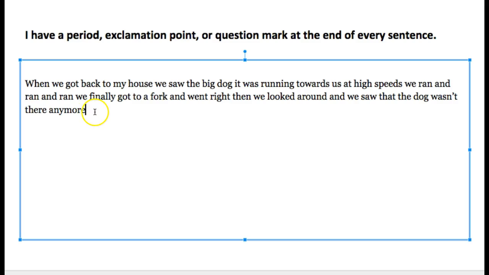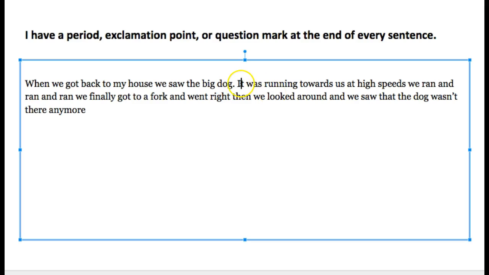There are clear places in this story where we need to use an end punctuation to separate one idea from another. So let's reread it and find those places where we can put end punctuation. When we got back to my house, we saw the big dog. It was running towards us at high speeds. We ran and ran and ran. Okay, when we got back to my house, we saw the big dog. Period. And then we're going to capitalize this I because it's the beginning of a sentence. It was running towards us at high speeds. We ran and ran and ran.